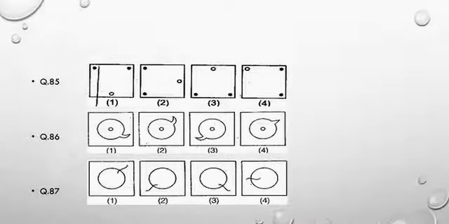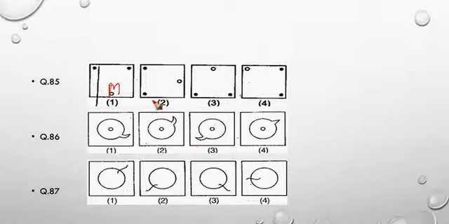Question number 85. There are 4 options given. Let's observe each option. In option 1, there are 2 black dots on one side, opposite of which there is one circle exactly kept in the middle. The position of the circle is in the middle of the side. Let's check in case of option 2.